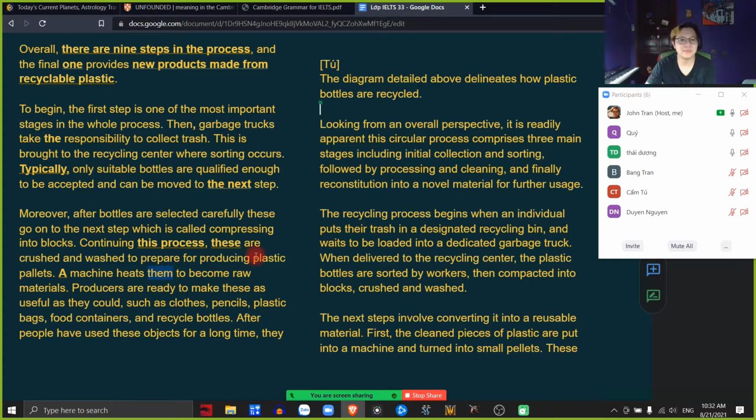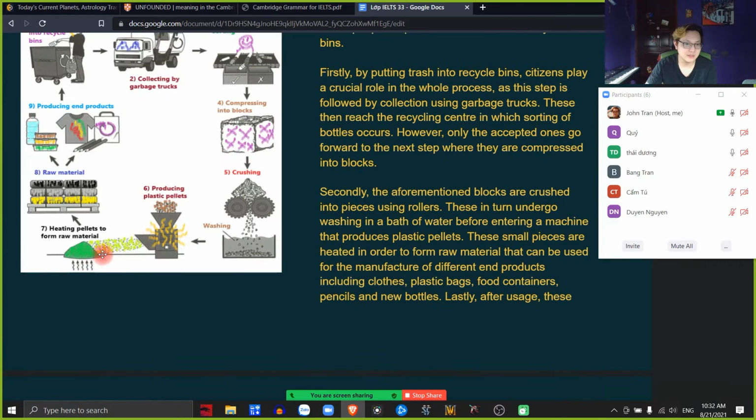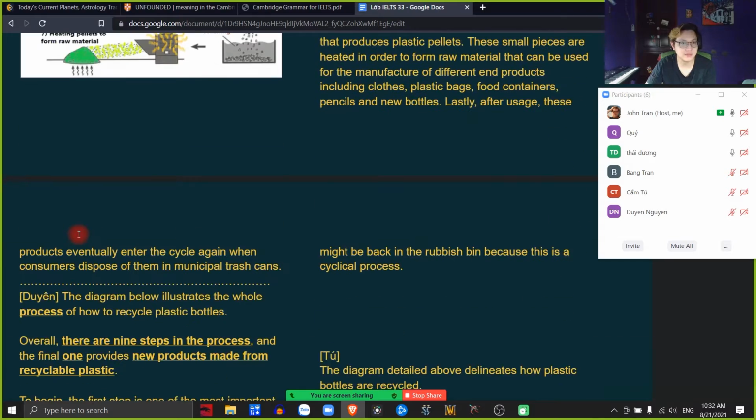So them here are plastic pellets that you mentioned in the previous sentence. Cái chữ them này là những cái hạt nhựa mà các bạn nêu ra câu trước đó.